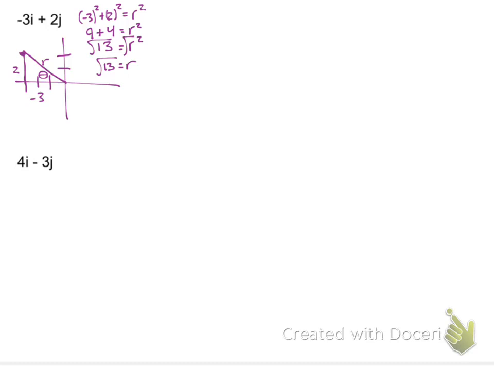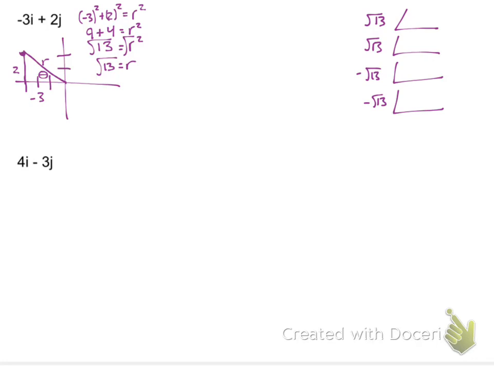So we can just, hey, now watch this. If I know r is the square root of 13, I also know there are how many answers? Four. Two of them will have a positive square root of 13, and two of them will have negative square root of 13. Okay, cool.